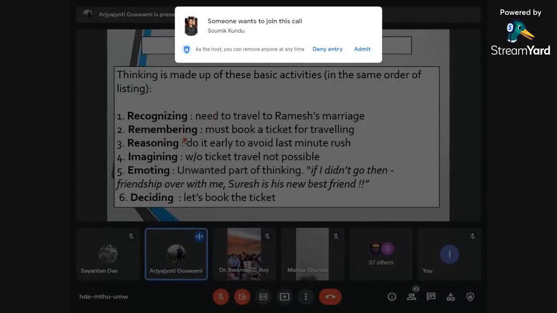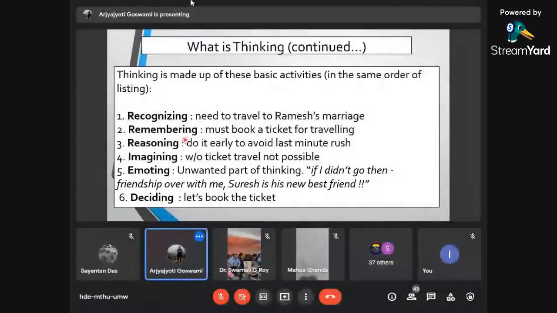Then the next step is remembering. You remember what happened during previous travel. From your previous experience, you know that if I have to travel, I must book a ticket. The third thing is reasoning. So you remember that you need to book a ticket, and then you reason it out. When shall I go for booking the ticket? I should find a free time. This much time will be taken. I should have a good internet connection, and so on. We should do it early to avoid the last minute rush. I should not postpone it to the last minute, or I may not get a ticket.